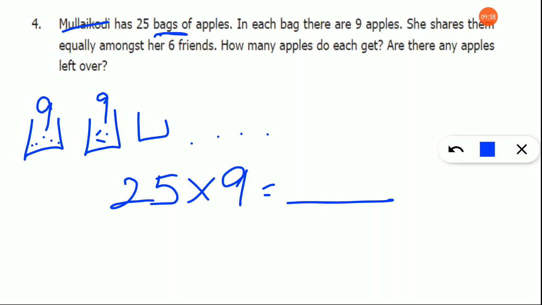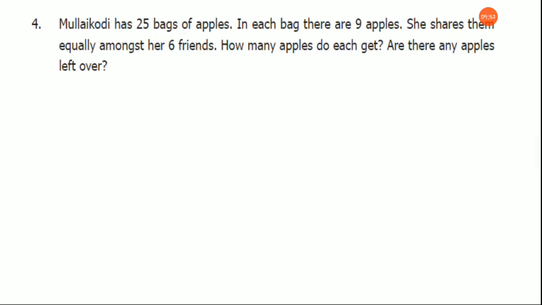Okay, and then she is going to divide with her 6 friends. Then what she must do? The total number is bigger now, and she is going to share it with her 6 friends. So she is going to divide and then give how many apples to each person.